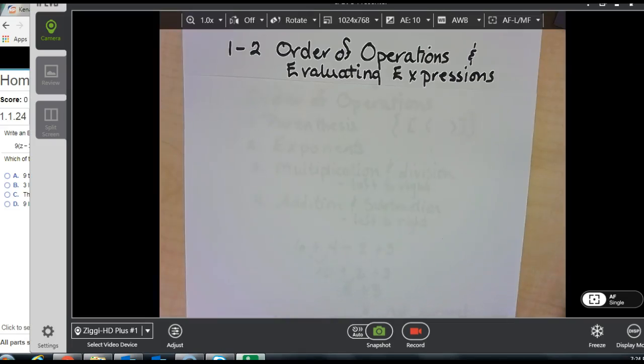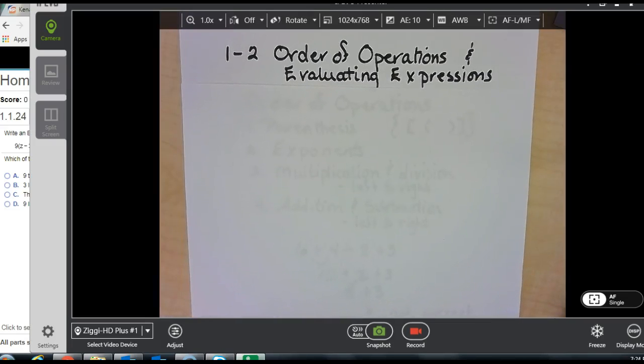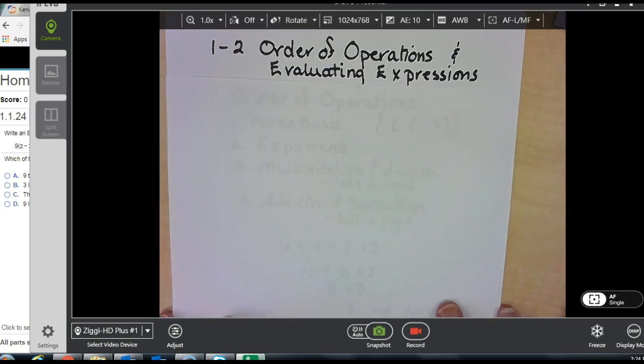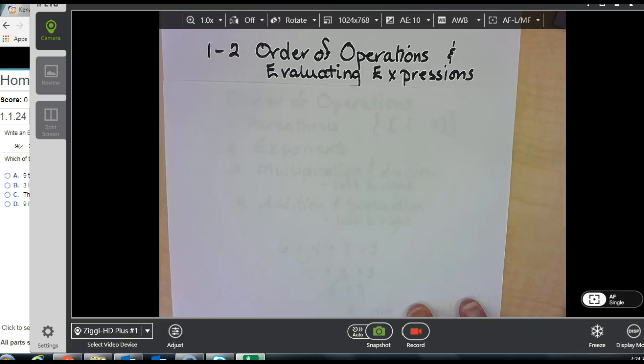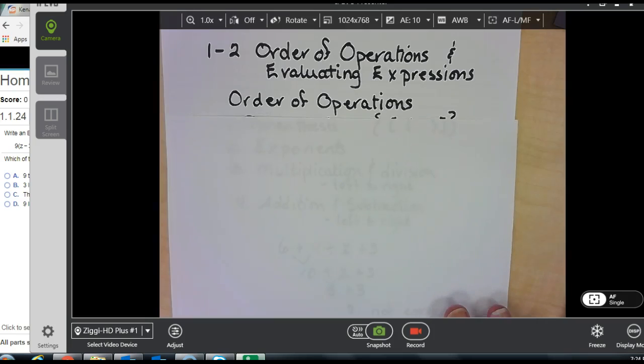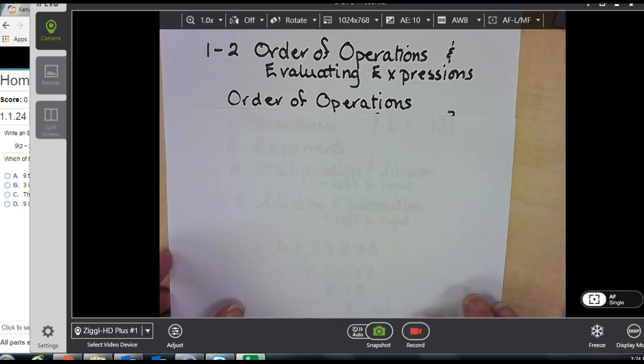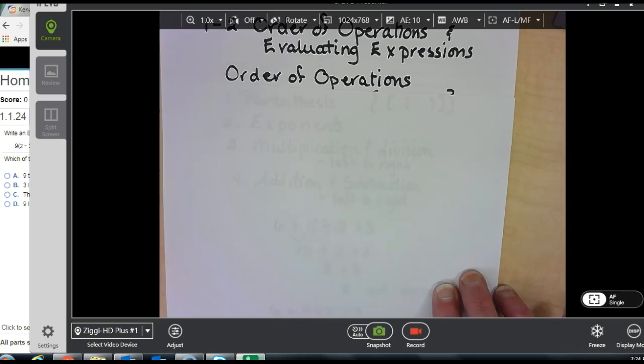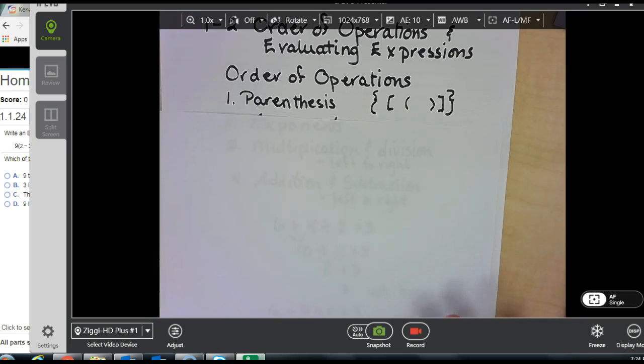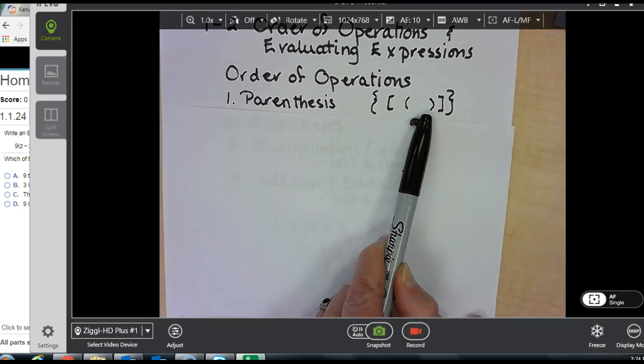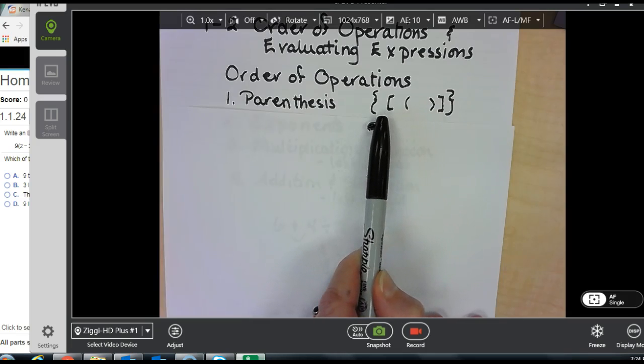So the second section we're working on today is 1-2, order of operations and evaluating expressions. Since this is review, we're doing 2 sections in one day. Order of operations, hopefully when you hear that word you think of a few things popping into your head. First one should be parentheses. Now when you've done these problems before, you may have just had one set of parentheses. Well, in some of these you may end up with a bracket or braces.